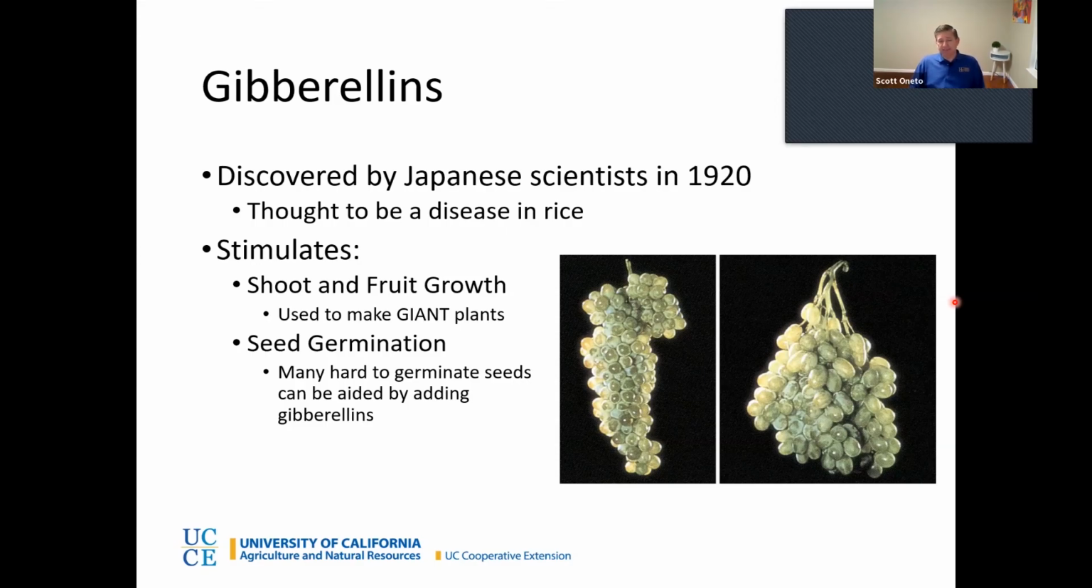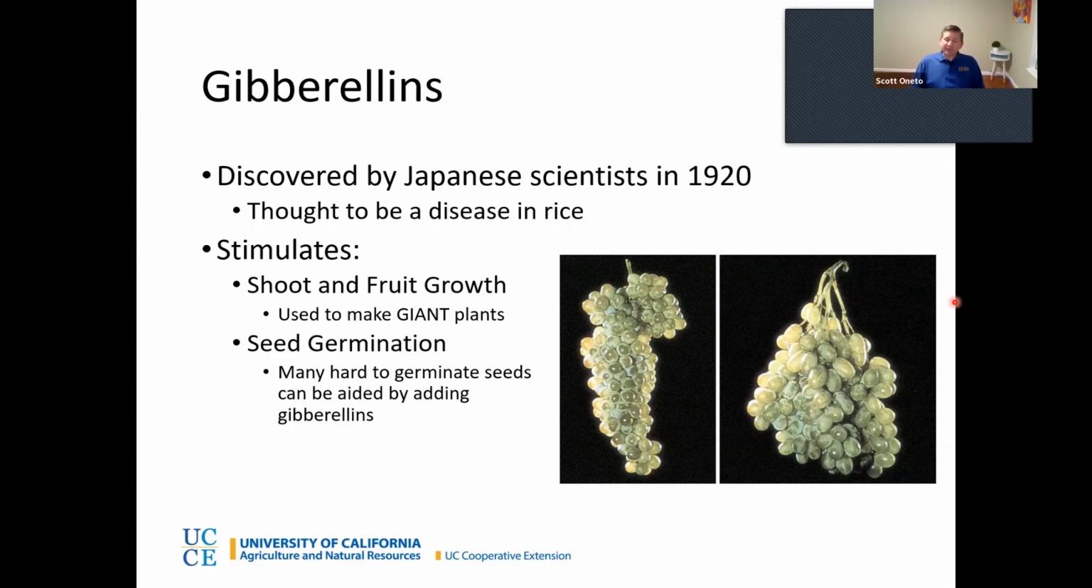Naturally, it is used to kind of regulate shoot and fruit growth, but it's also used for seed germination for seeds that are pretty hard to germinate. So it may have a hard dormancy to break. You can use gibberellins to help break that dormancy.